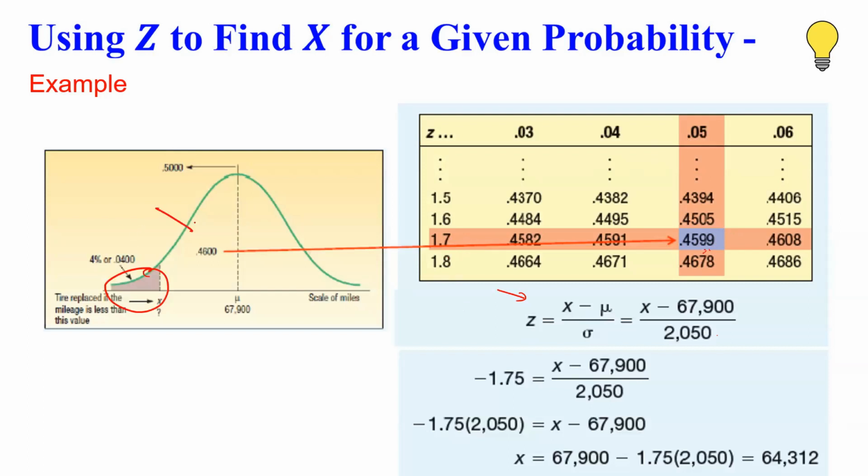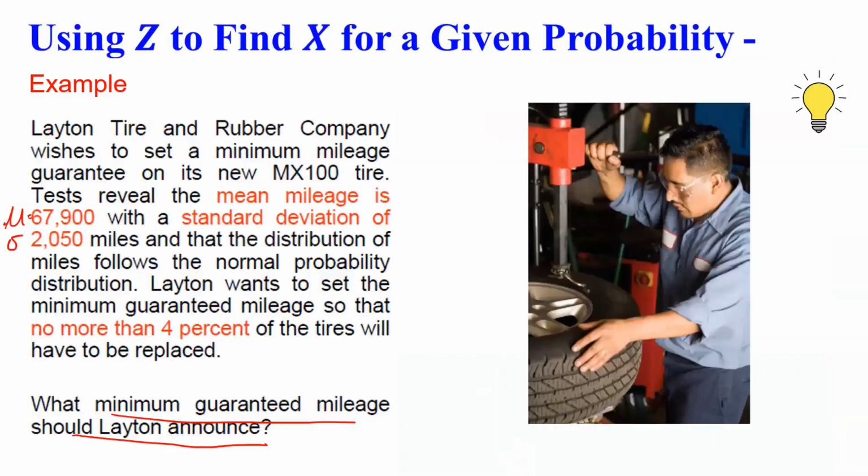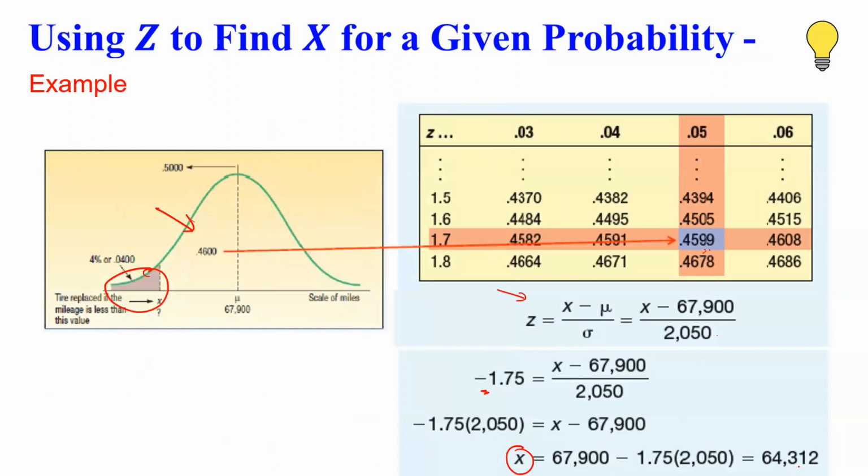Since it is on the left-hand side, we need to take the negative value, minus 1.75. So Z equals X minus 67,900 over 2,550, and then you rearrange to obtain the X value, which is 64,312 miles. The minimum guarantee mileage Leighton should announce is about 64,312.